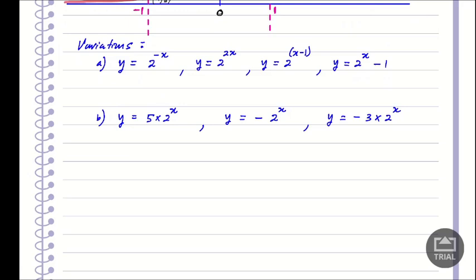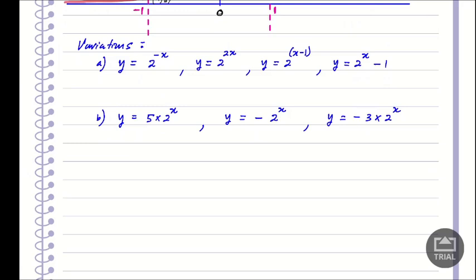So this is called amplitude, right? So this function is multiplied by 5. So this is called amplitude. We will discuss that later. Now here the amplitude is -1, right? Here amplitude is -3, right?